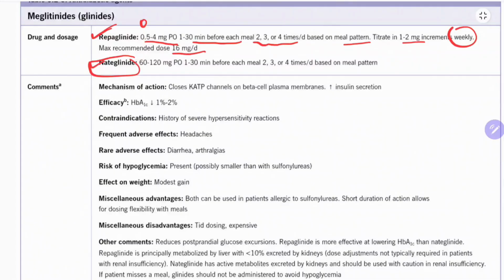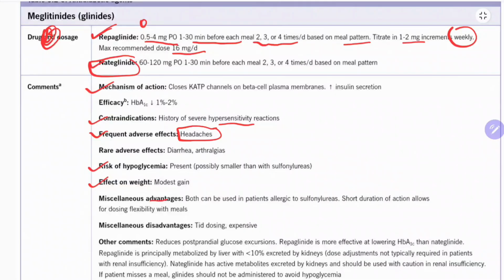Okay. I am not going to discuss nateglinide. So commonly used drugs, these are not used mainly. These drugs, meglitinides, are usually not used. Okay. Mechanism is the same as that of sulfonylureas. Contraindications, you know, hypersensitivity reaction. Frequent adverse effect is headaches. This you should remember. Headaches are the frequent adverse effect. Risk of hypoglycemia is present. So they cause weight gain. Okay.